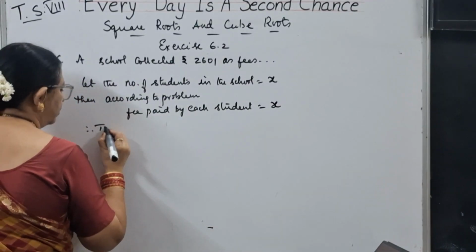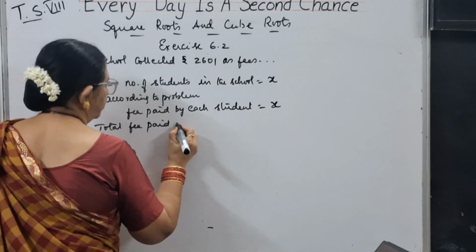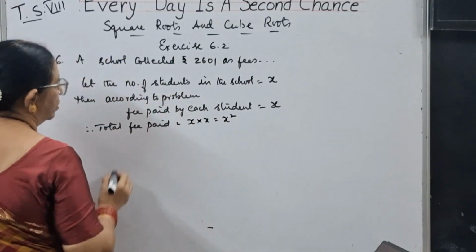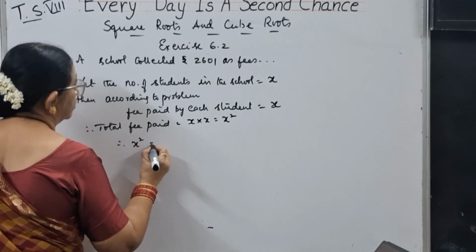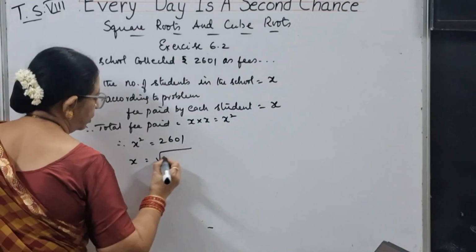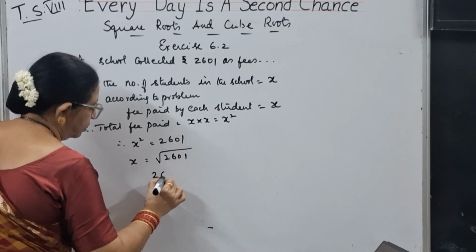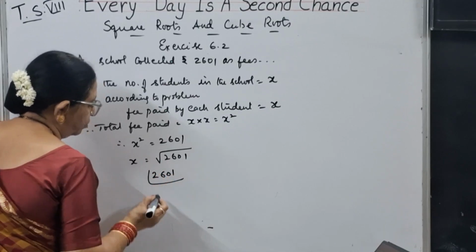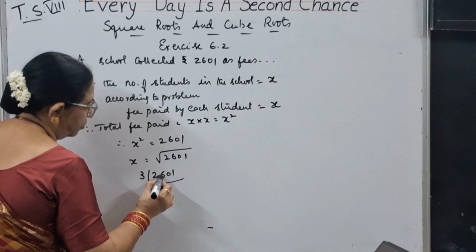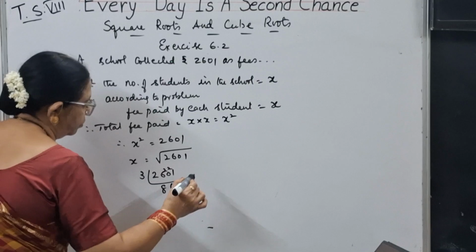Therefore, what is the total fees paid? Total fee paid will be equal to x into x, that is x square. So what will you be saying? X square is equal to 2601. So what is x? Root of 2601. So take 2601, go for root. See, 8 plus 1 is 9. So with 3 you can do: 3 eights are 24, 2. 3 sixes are 18, 2. 3 sevens are 21.